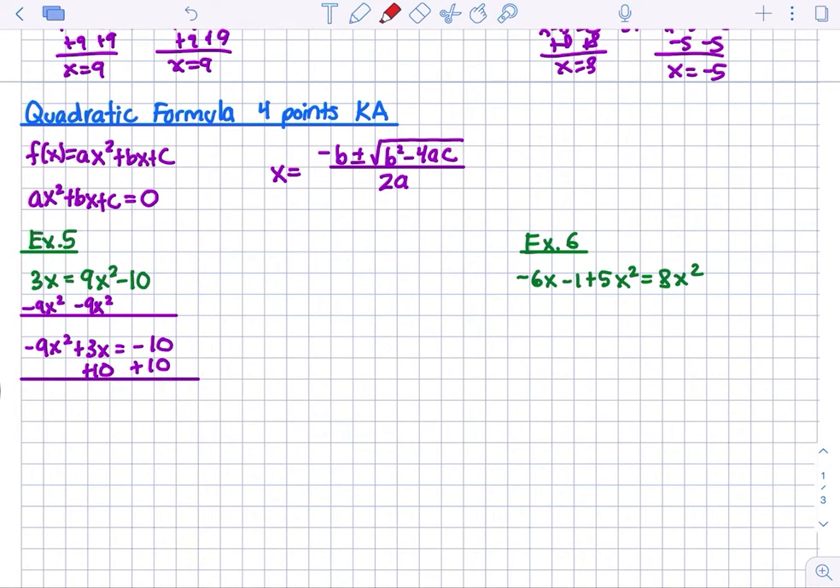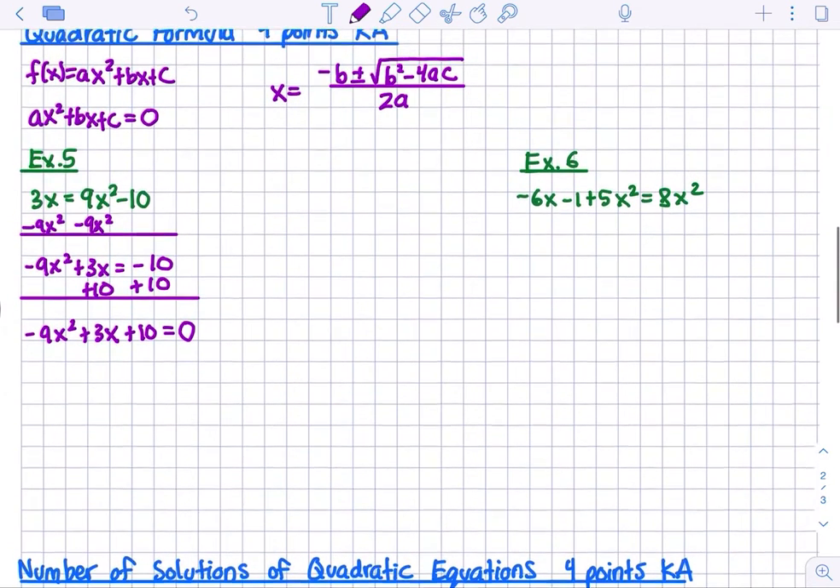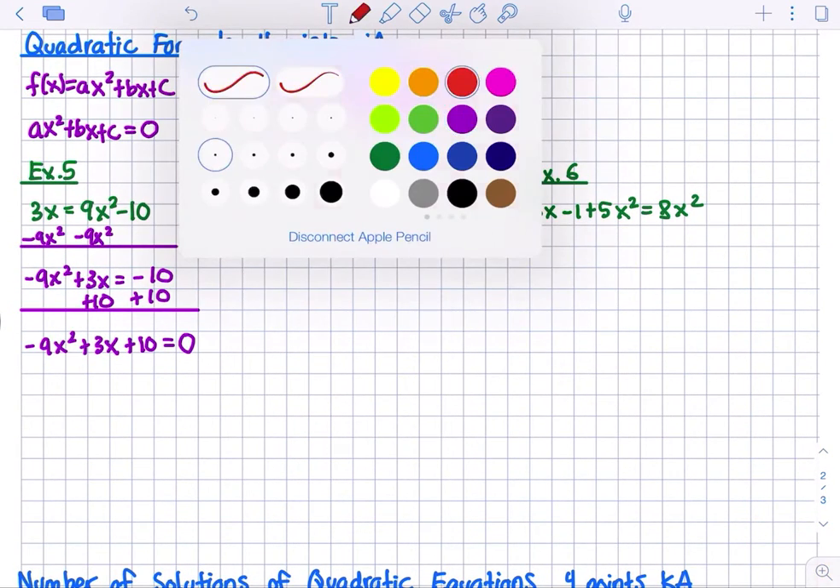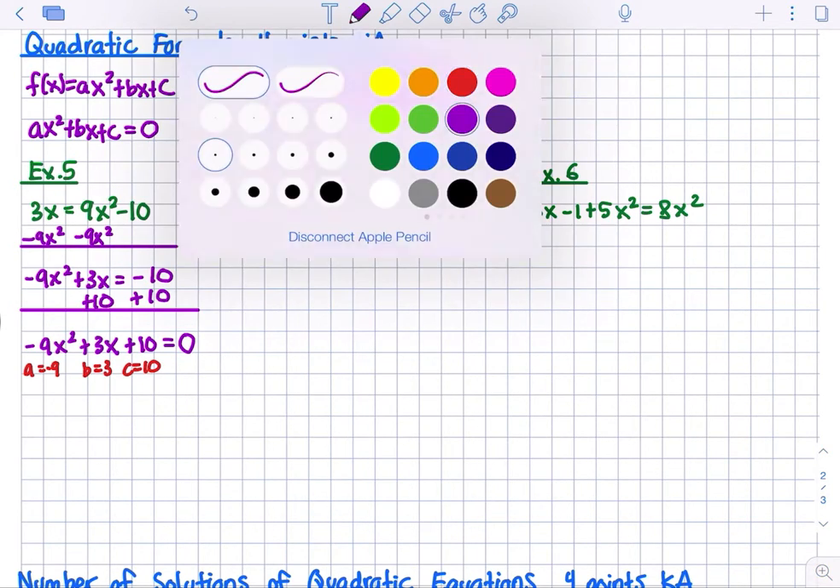So following the standard form, the second power comes first, so negative 9x squared. The x variable, just the first power, comes second, and the constant with no variable comes last. Now we're finally in quadratic formula settings. So now A is equal to negative 9, B is equal to 3, and C is equal to 10. And we need to use these values to plug into our quadratic formula.